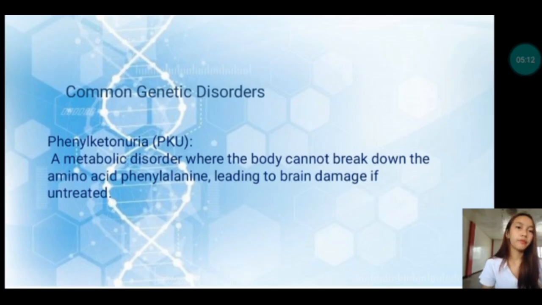So phenylketonuria or PKU. So PKU is a metabolic disorder where the body cannot break down an amino acid called phenylalanine. This is found in different kinds of food. So if someone with PKU eats food high in phenylalanine, it can build up in their body and cause brain damage if not treated.